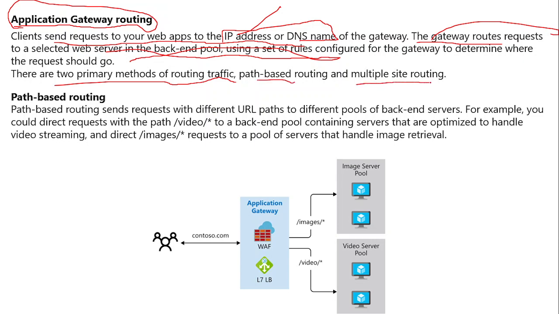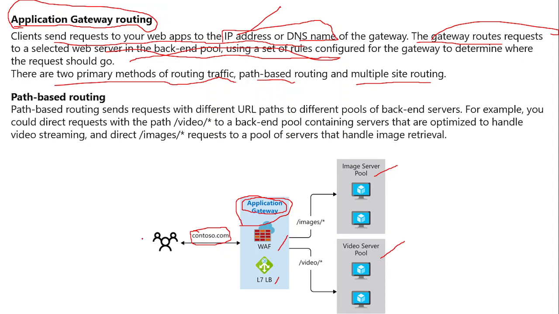Path-based routing, I have already given an example, but I will tell you once again as I joined a bit late. Consider a website like contoso.com, or let's say techwithus.com. In this you have one application gateway installed. I will discuss what a web application firewall and L7 load balancer are a little later. As of now, say this is one application gateway that they have installed, and in the backend they have configured two server pools. One is the image server pool and the other is the video server pool.